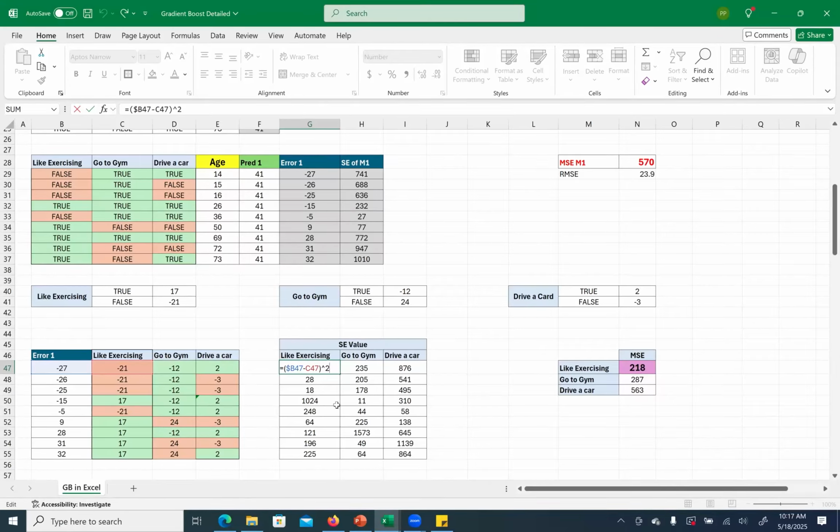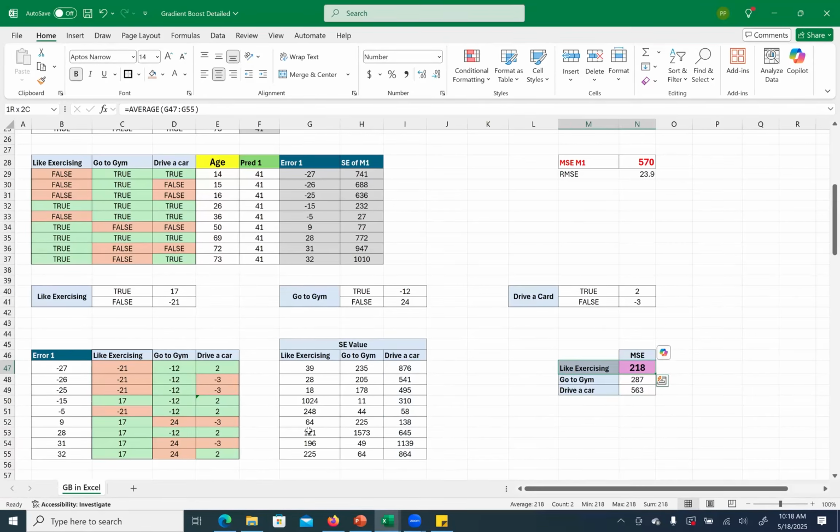Similarly, the same thing I will do over here for go to gym: the actual value minus the input variable and taking a square of it. And then I'm calculating the MSC for exercising by taking an average of this. Similarly, what is the MSC for go to gym? What is the MSC if I had used drive a car as my input variable? And I'm getting the least error for exercising.